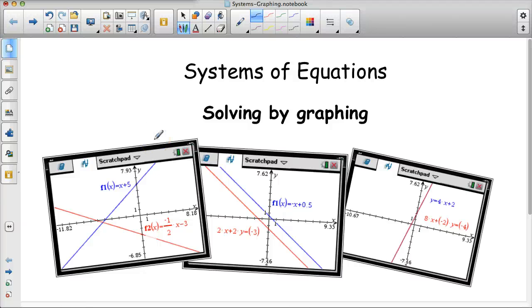Today we're going to talk about systems of equations, and specifically solving a system of equations by graphing. Remember that a system of equations is a group of equations, two or more, that have the same coordinate pair as a solution set. Let's take a look at what we mean.